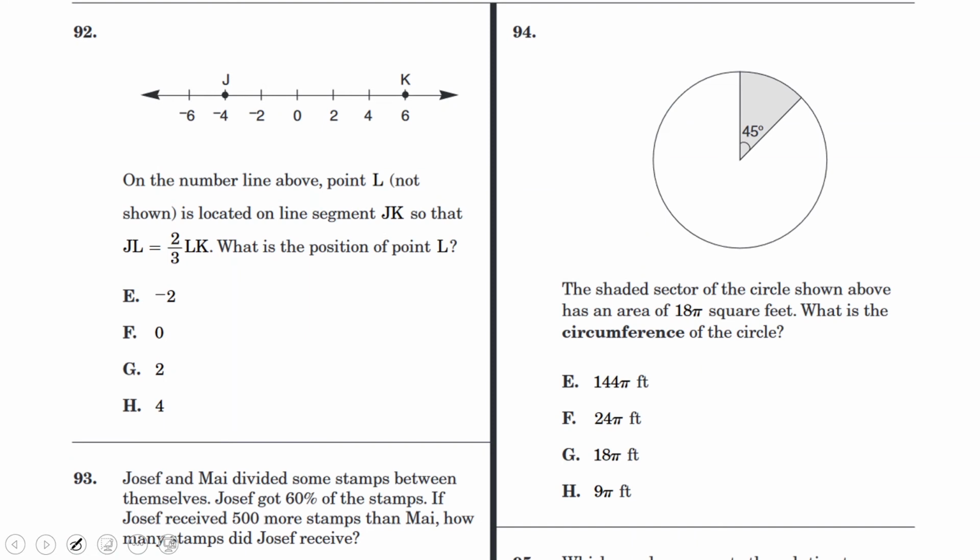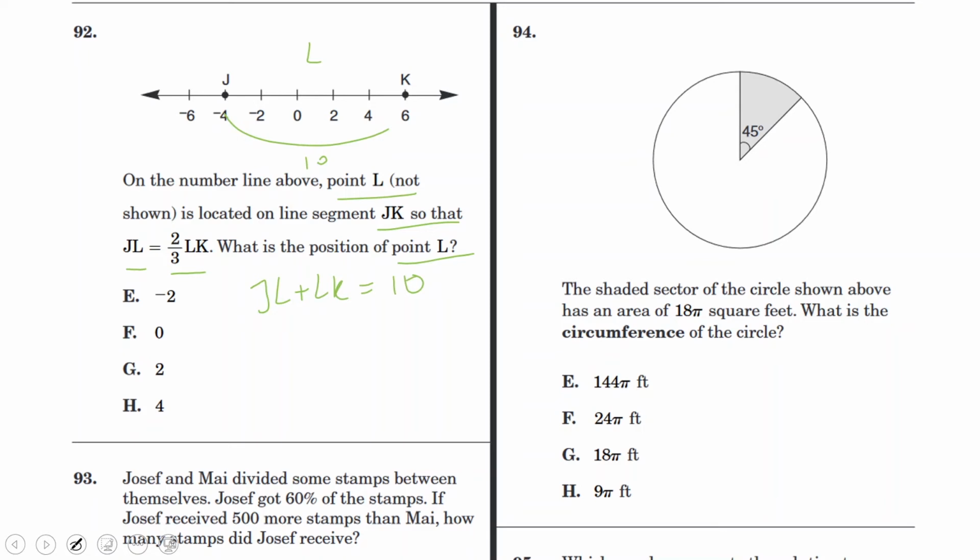All right, so we got point L somewhere. It's located on line segment JK, so that JL is equal to 2/3 LK. And let's not JK in here, if you know what I mean. So what is the position of point L? So L is somewhere here. So JL plus LK must be equal to 10, right? Between -4 and 6. All right, good.